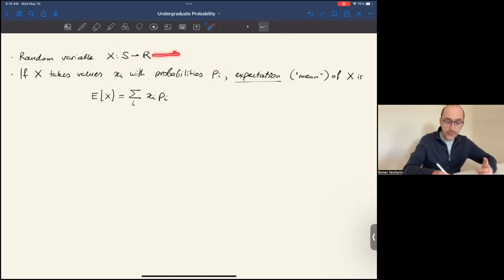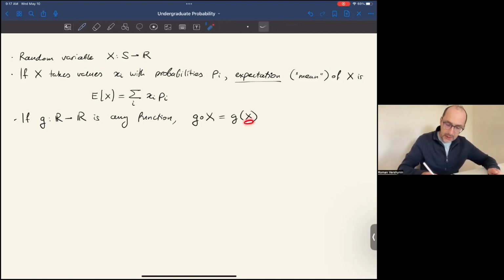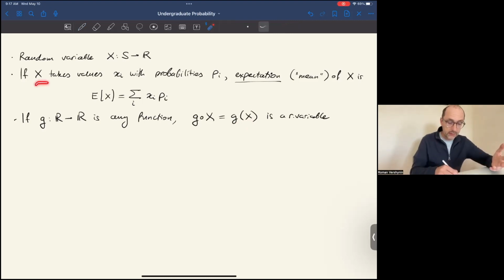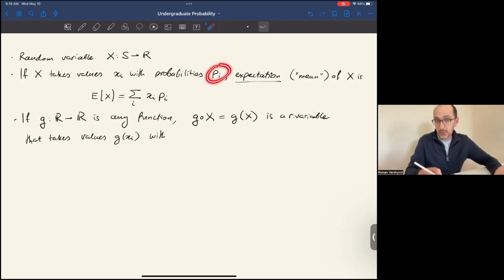Sometimes you want to further transform it using some other function g, for instance, square the number of heads or subtract 5 from that number of heads. So generally, if we have any function g, when you first apply x and then you apply g, that is also a random variable. What values does it take? Whenever x takes value xi, g of x takes value g of xi, with the same probabilities.